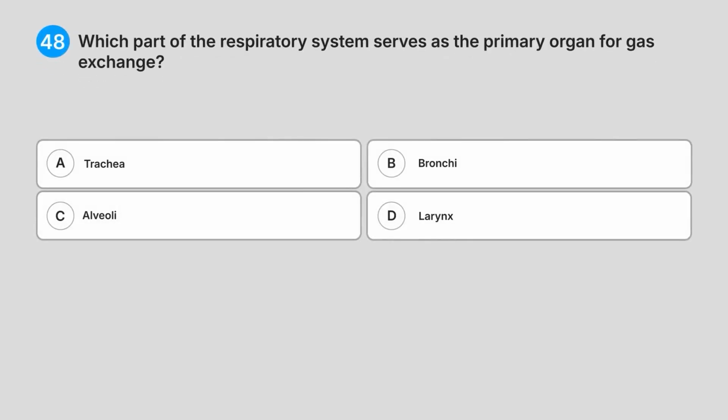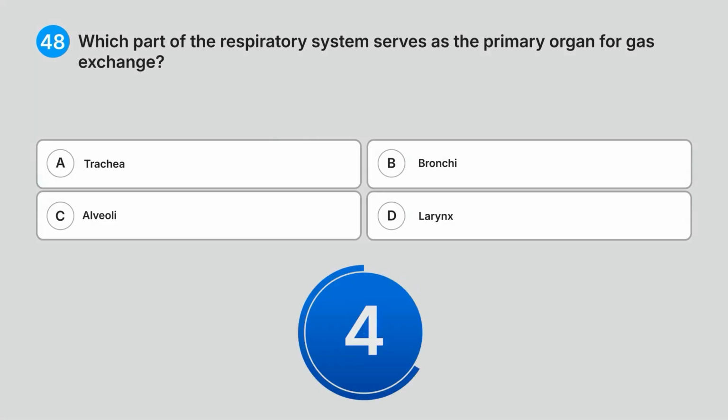48. Which part of the respiratory system serves as the primary organ for gas exchange? A. Trachea. B. Bronchi. C. Alveoli. D. Larynx. Do you know the answer?